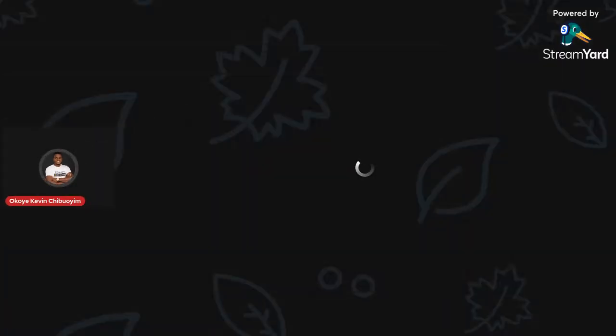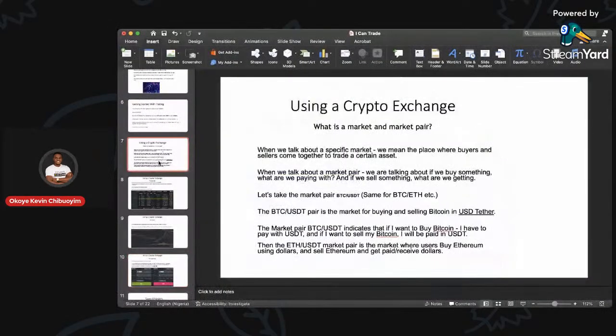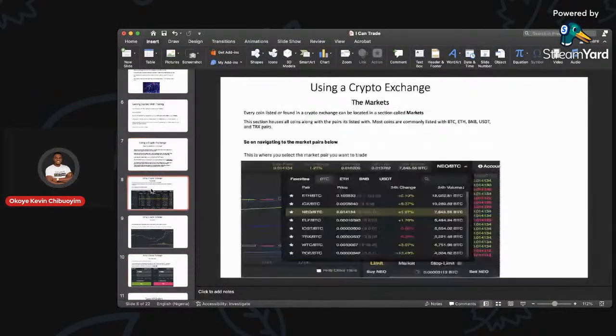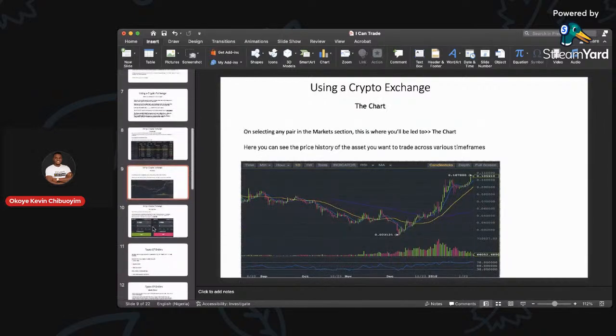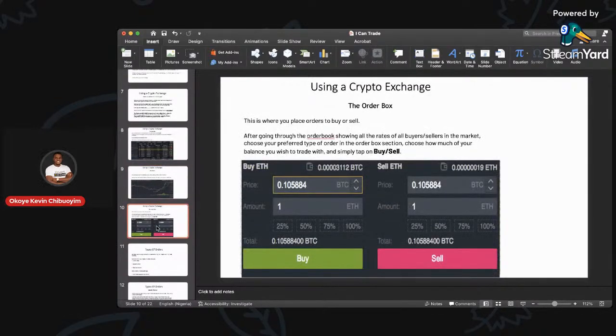Let's go back to our slide. So basically, we've talked about market pairs, we've talked about the charts. Now let's look at how to actually place a trade. When you actually want to place a trade, you use what is called the order box. With the order box, it allows you to buy and sell.